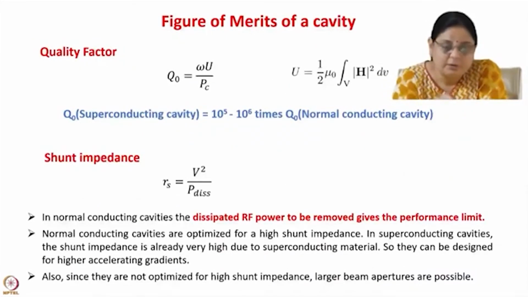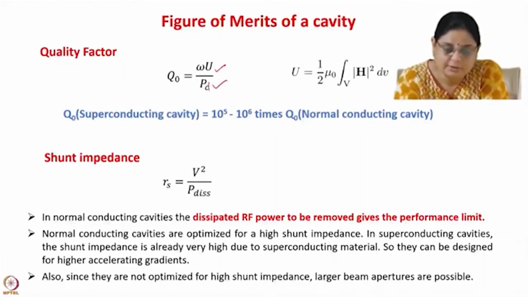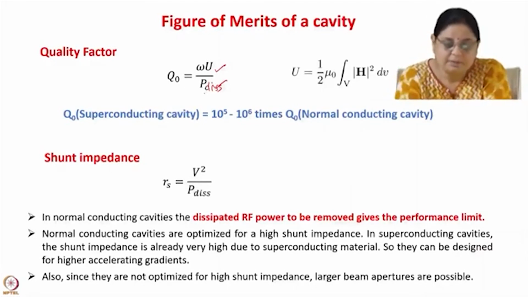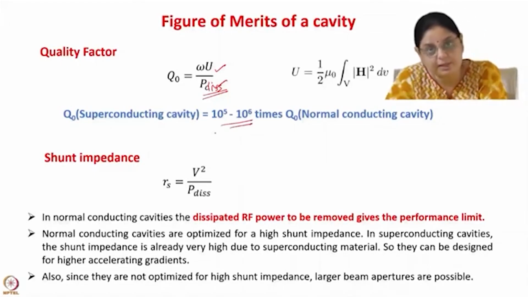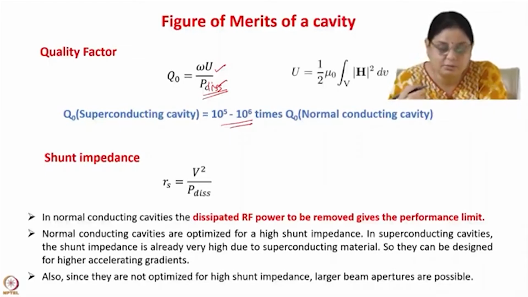Now also, if you calculate the quality factor, the quality factor at a frequency is the ratio of the stored energy to the power dissipated in the cavity. So since power dissipated is very small for a superconducting cavity, the quality factor of a superconducting cavity is 10 to the power of 5 to 10 to the power of 6 times the quality factor of a normal conducting cavity. So you can see here the quality factor is also very high.